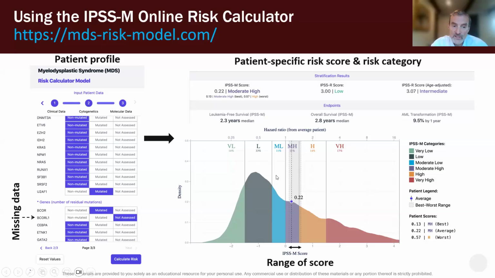And like I said, you don't have to have every piece of information that the model incorporates because it's tolerant to missing data. So for example, in this example, we didn't sequence BCOR01. We say that gene was not assessed, and it just gives you a range of where the risk is. And you can see that it doesn't really change the risk very much if that gene wasn't assessed. Whether it's mutated or not, the risk is pretty well established by everything else. So this is a good tool for really all scenarios.